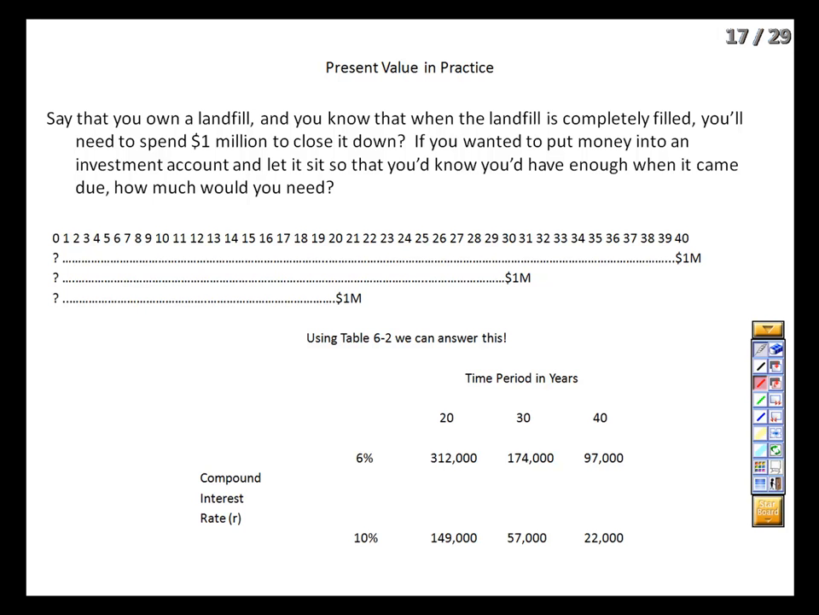Here we are back to our example, but with the numbers filled in. The relationship between the values should be intuitive. We need $312,000 if we earn 6% over 20 years, but we only need $22,000 if we can grow it at 10% for 40 years. We're earning a higher return, and we're earning it for longer. Of course we won't need to put as much into the account.